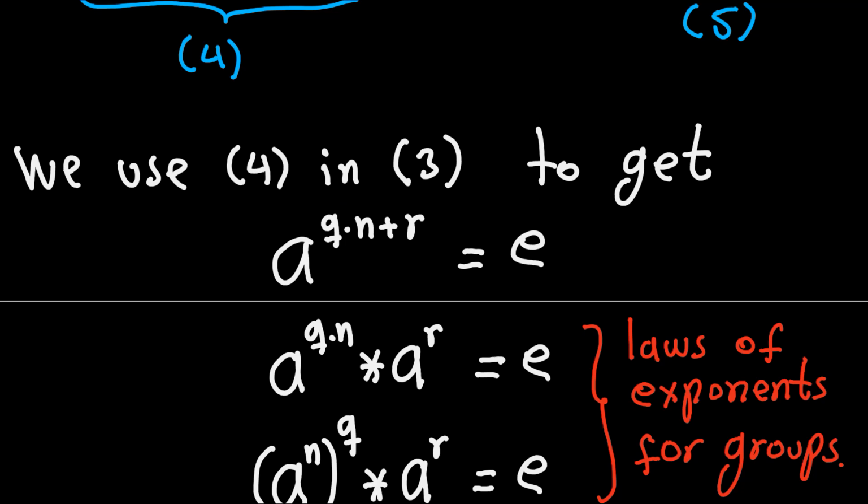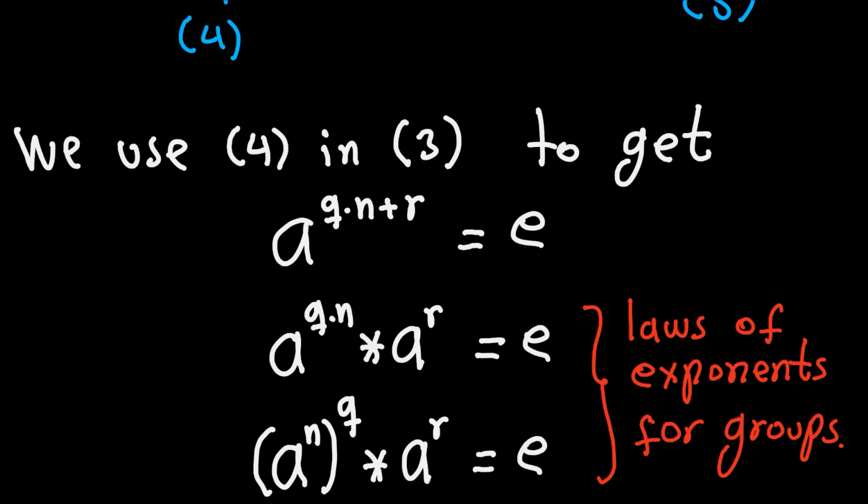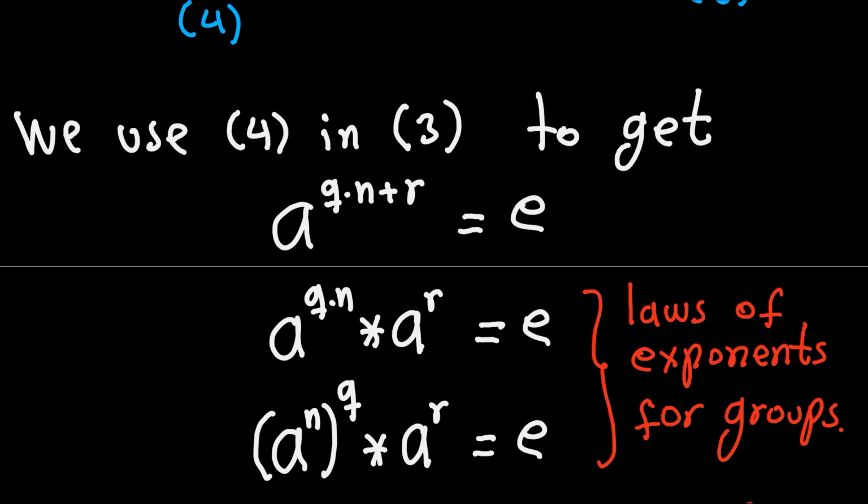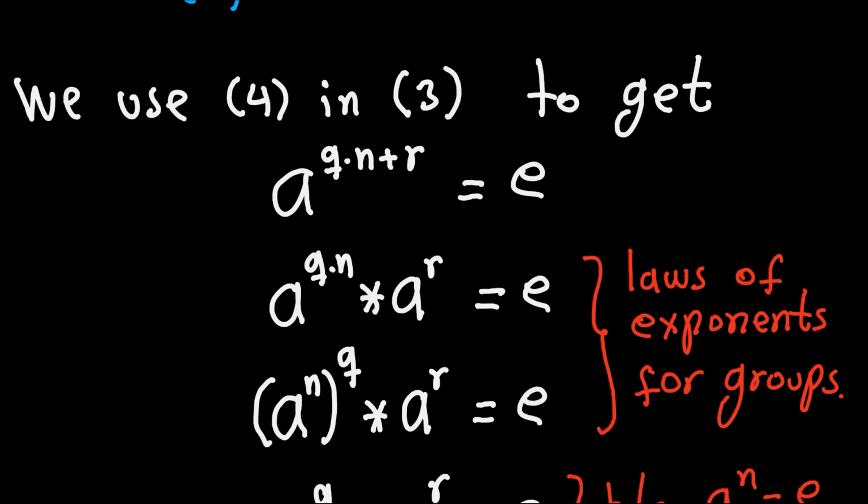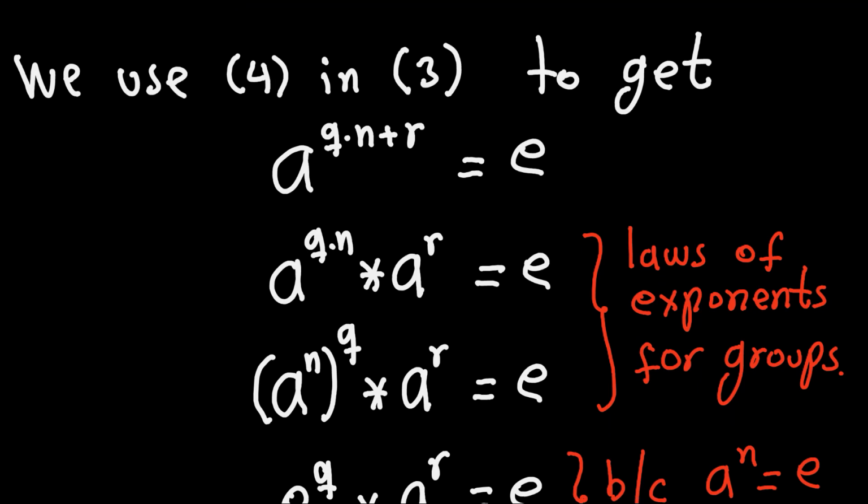Now this expression here I can express as a to the q times n, star a to the r. That's because of the properties of exponents, the laws of exponents for groups. We can actually simplify a little bit more and write a to the q n as exactly the same as a to the n to the q. We can do this because that is also true for groups. Those are properties of exponents that are also true for groups. So we just put it here.